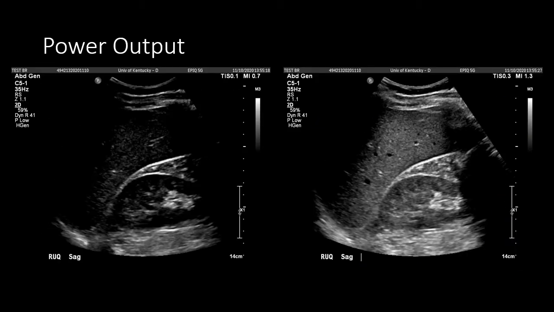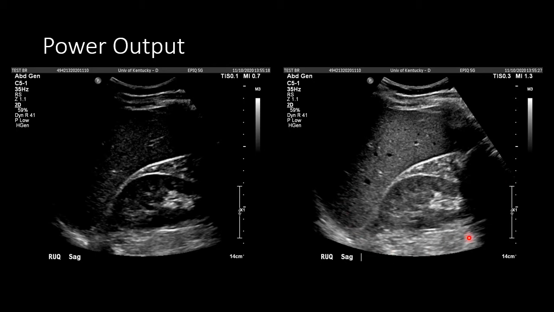Here's an example of adjustment of your power. So in the first image here, we have a low power output. We're looking at the liver and the kidney. And you can see that we have poor penetration and decreased echogenicity compared to the image here with increased power.